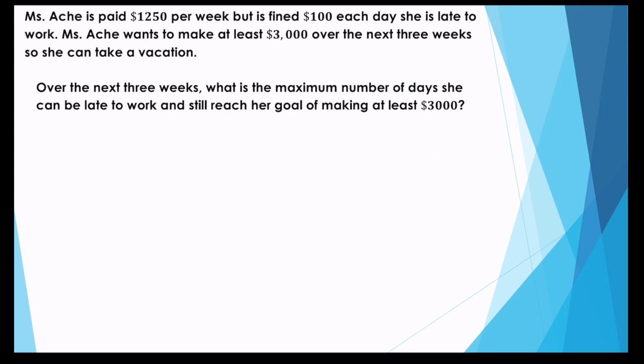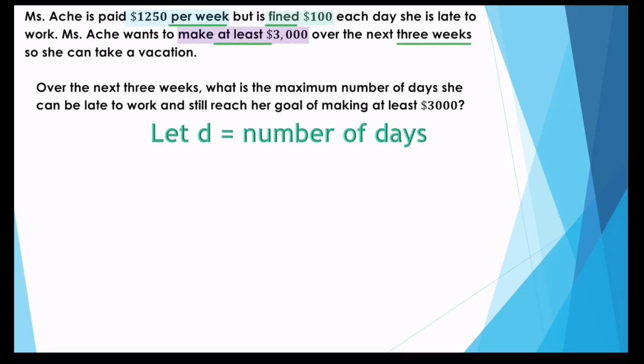So you got to look at this. What's our key facts here? Okay, we're looking at the number of days. We're trying to figure out how many days she can be late to work for whatever reason she's late sometimes, okay? So that's our variable. That's what we don't know. That's what we're searching for. We know that she makes $12.50 per week, right? She's fined $100. Fine, that's a key word. Underline that one. Okay? And she has to make at least $3,000 over the next 3 weeks.